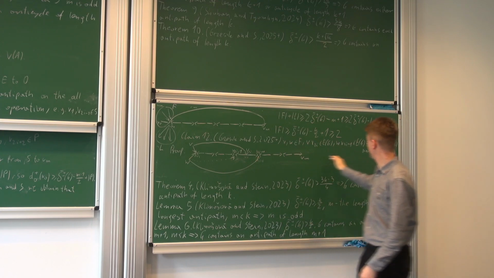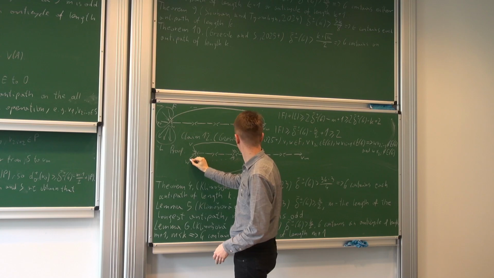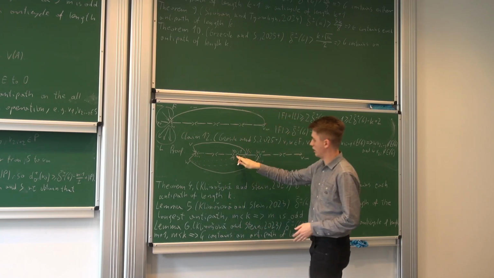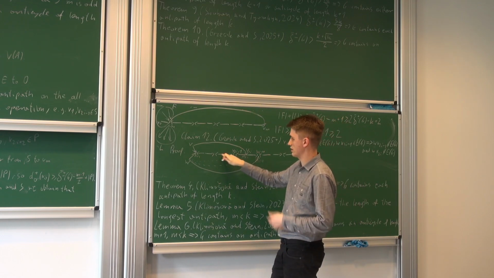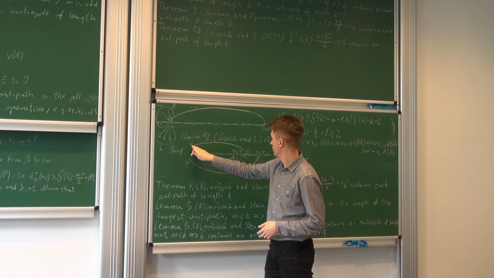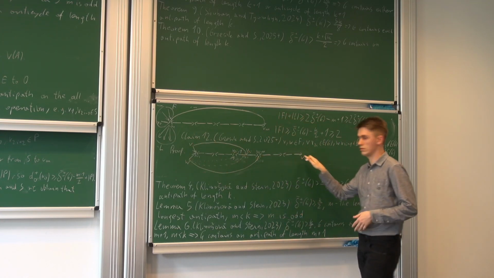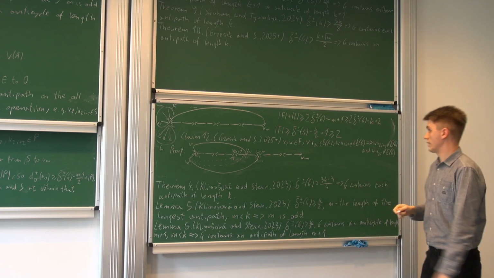And if you have the edge W, V to i, similarly, we have the longer antipath V to i minus 1, V to i minus 2, and so on, V1, V, V to i, W, V to i plus 1, and so on, Vm. Yes? Okay.